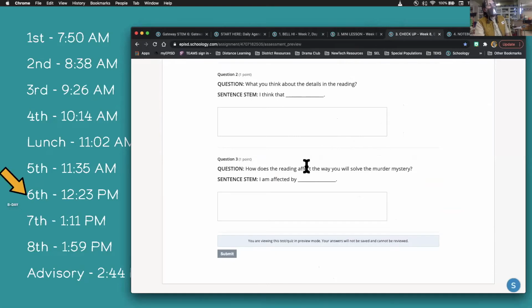And it's, how does the reading affect the way you will solve the murder mystery? I am affected by blank. Now think about your element. Think about how your element could be affected by this. Think about how you as a detective could be affected by these facts.